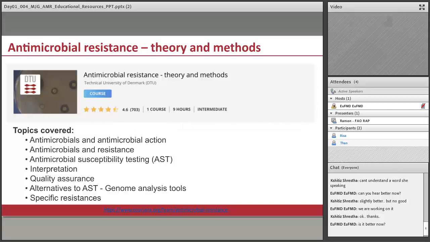Now, if you want to learn more about laboratory methods and you're more advanced, for example, you're really keen to go to your next level after your vet school, you will find this site very useful because it has theory and methods. It provides you a background on antimicrobials and antimicrobial actions, antimicrobial resistance principles, and also antimicrobial susceptibility testing.